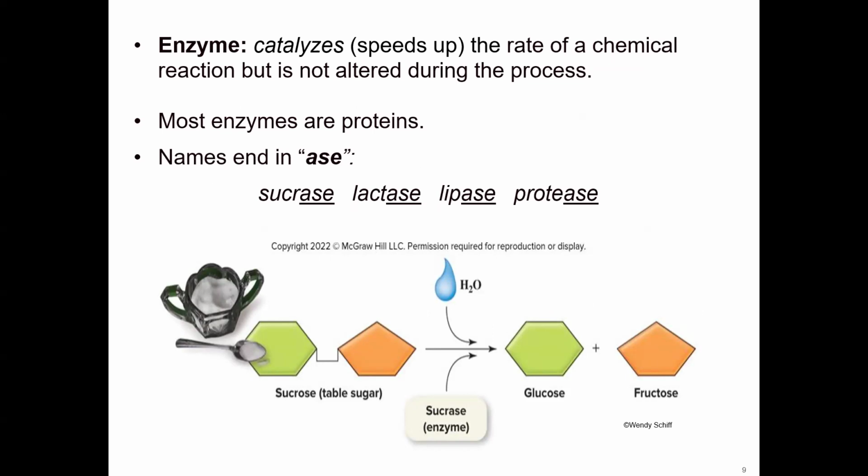Most of the time, all of these chemical reactions, metabolic reactions, require some kind of molecule called an enzyme. That's just another good chemistry term. It helps to speed up a chemical reaction. It catalyzes, it speeds up a chemical reaction. Sometimes enzymes are called biological catalysts.